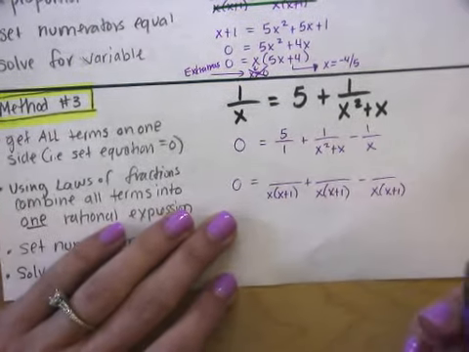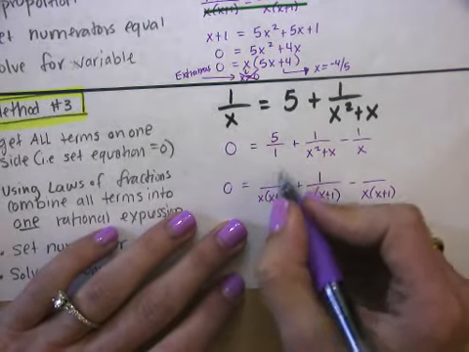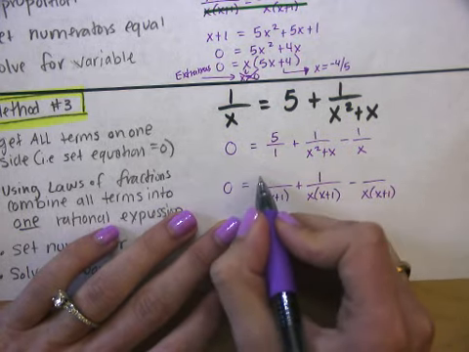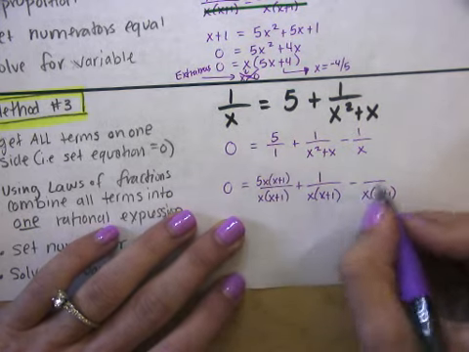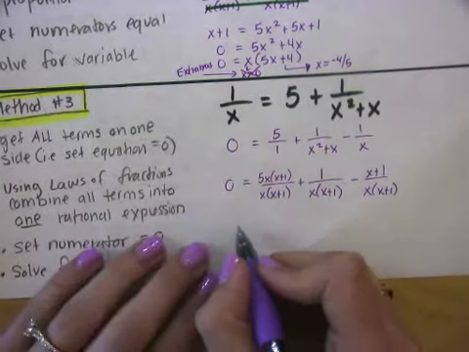If I factor this, this would be x times x plus 1. So we know this guy stays the same. This guy, I have to multiply the whole thing by both of these. So this would be 5 times x plus 1. This guy is only missing a factor of x plus 1. So now we can actually combine all of them.